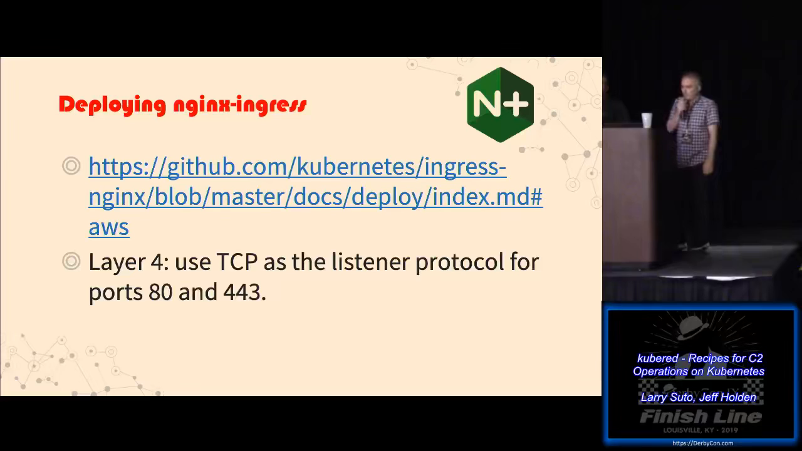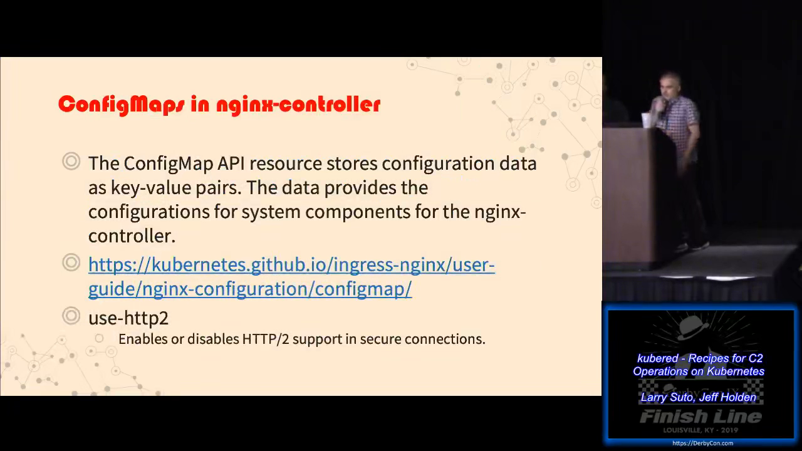And this is the Nginx one. And this is just the way you install it. And you want to install it as layer 4, so you can use TCP. So the load balancer it creates can be used for layer 4 and not just layer 7.